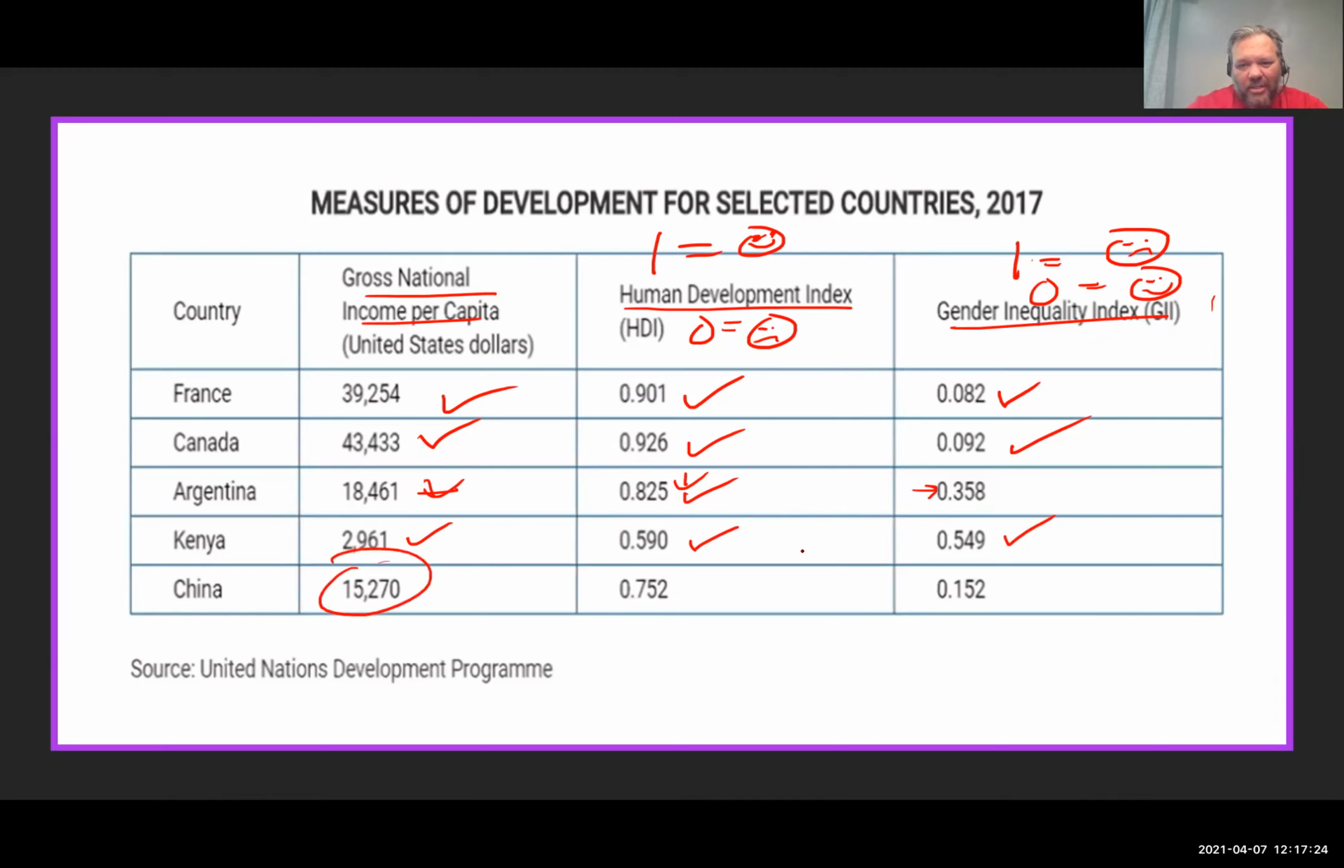All right, Kenya, very low GNI per capita, not the lowest by any stretch, but relatively low given this data. So low there. The Human Development Index drops even further, and the Gender Inequality Index gets even worse. And then we have China. Their Human Development Index is a little bit higher. And so what I want you to see is that these three numbers tend to track together, okay? Not saying that one causes the other, but there is some type of relationship between gender inequality, income per capita, and overall Human Development Index.